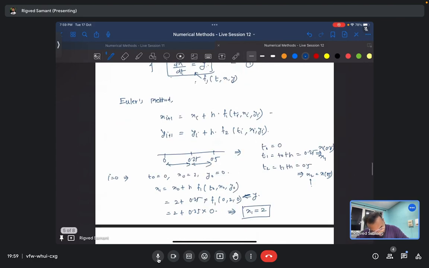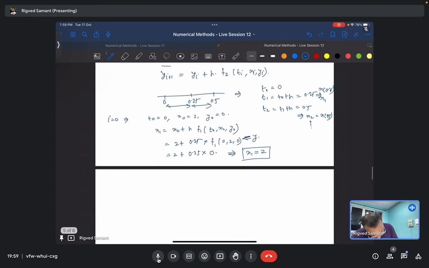Now somebody may ask why calculate the y value, why not use only this equation and go directly from here to here. But you cannot, because to find x2 you will require y1. The equation becomes x2 is equal to x1 plus h into f1 of t1, x1, y1. You have t1, you have x1, but you still require y1. So first you have to calculate y1.